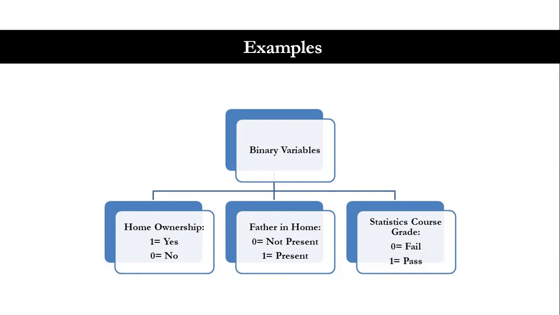The next example is the variable father in the home, where 0 equals the father's absence, or the father not being present in the home, and 1 equals the father's presence in the home. And finally, statistics course grade, where 0 equals a failing course grade, and 1 equals a passing course grade.